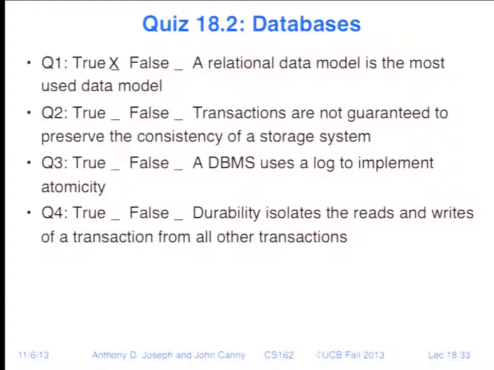Transactions are not guaranteed to preserve the consistency of a storage system. True or false? Well, it's a double negative, so it's false. That's the point. They do guarantee consistency, otherwise they're going to roll back.